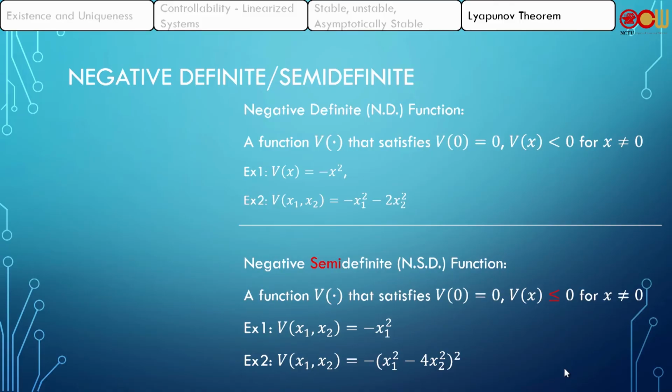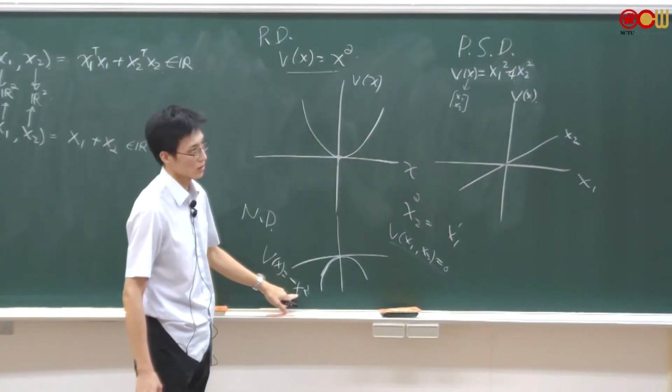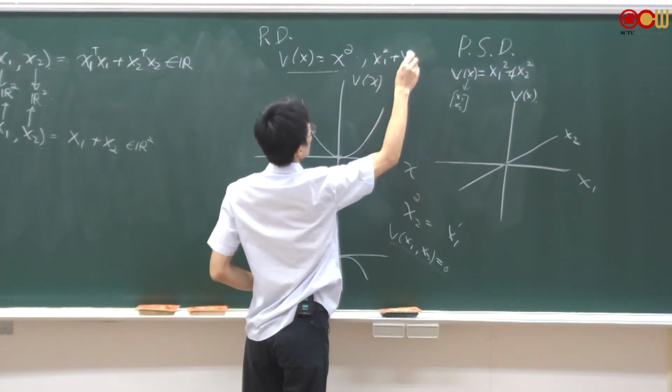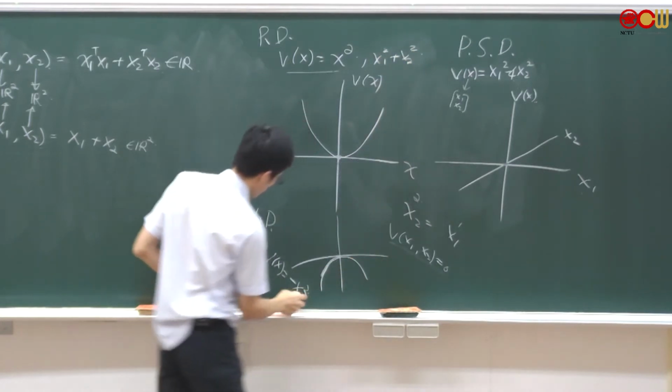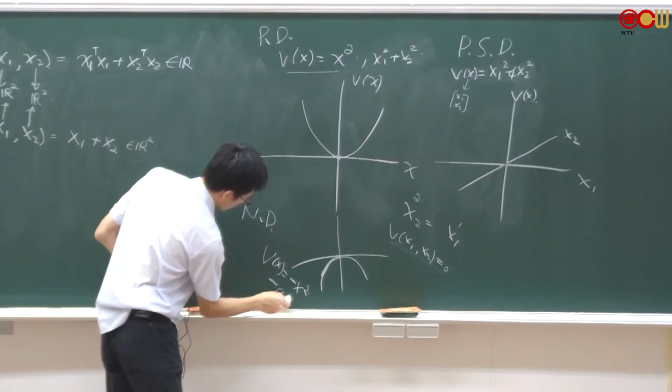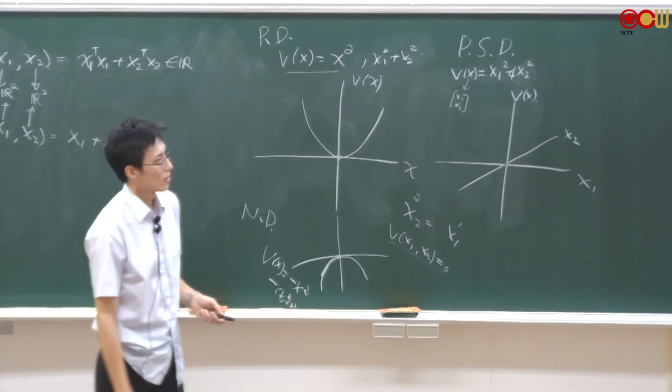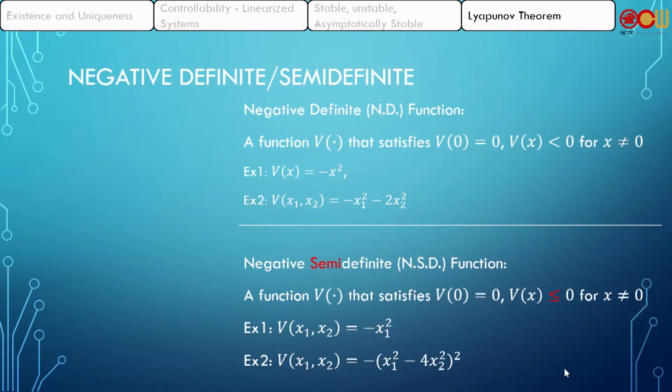Okay, with minus, you just add one more minus. Here is x squared minus x squared. And these functions could also be PD, right? And if you add minus in front of this x1 plus x2, it will be negative definite. And for negative semi-definite, the condition could be 0 for x not equal to 0. Not only one argument can lead to a 0 value of v.